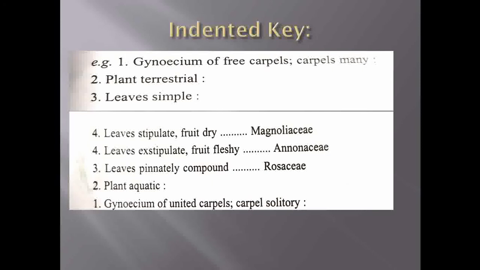If you observe here, see the first character and the first character. These two opposite characters are far from each other in the indented key. So this is the main difference you have to remember. What is a bracketed key? Whenever two opposite characters are close to each other, that type of key is recognized as a bracketed key. And whenever two opposite characters are far from each other, that type of key is recognized as an indented key.